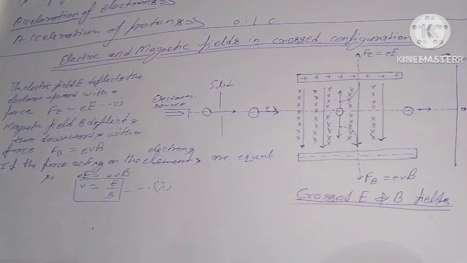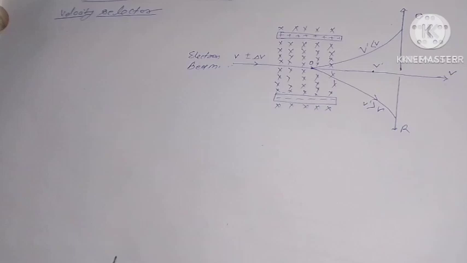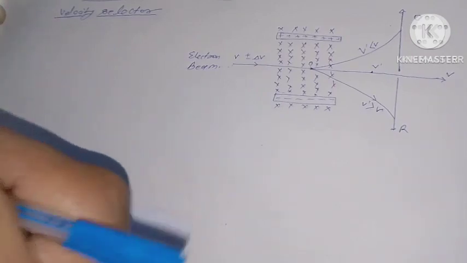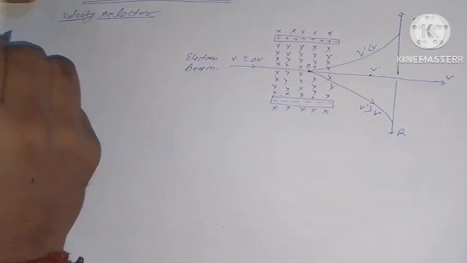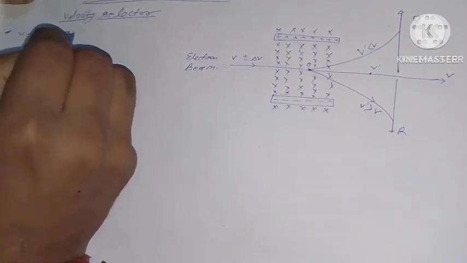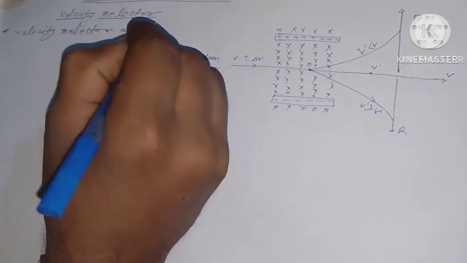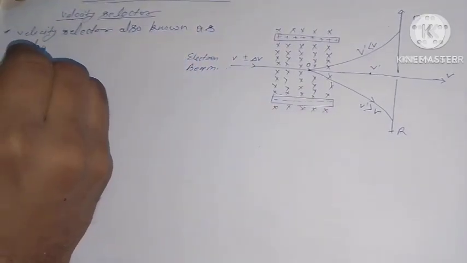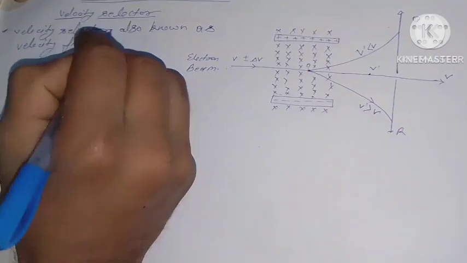Next heading, velocity selector. Velocity selector, also known as velocity filter, is an electro-optic device.